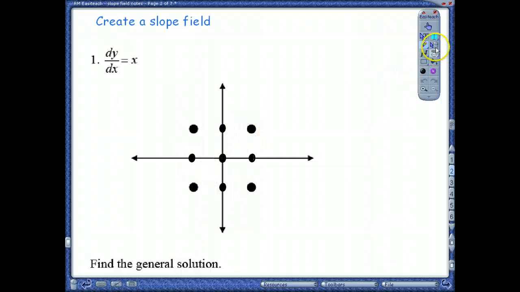Now, depending upon the problem, they're going to give you different points, so just be aware of that, looking at each of those points.